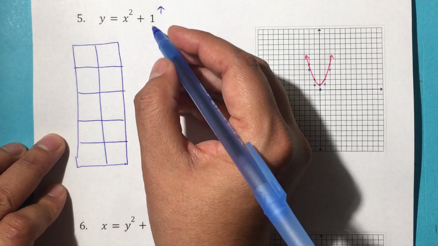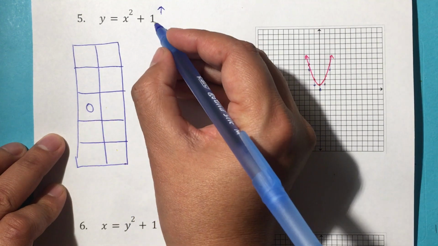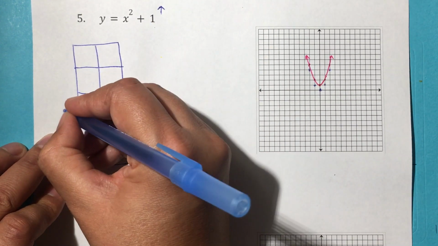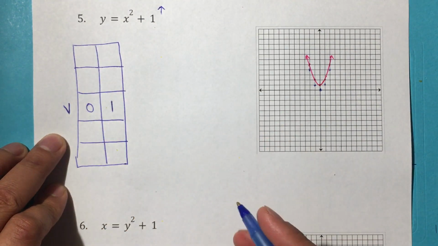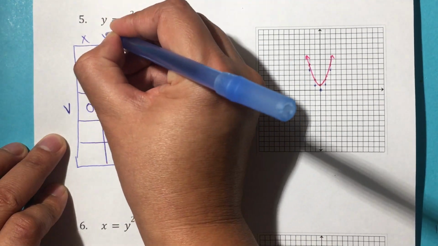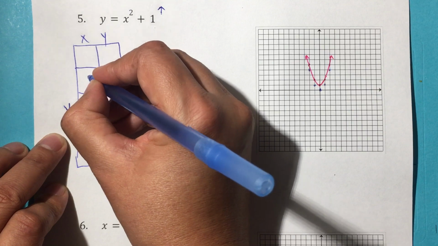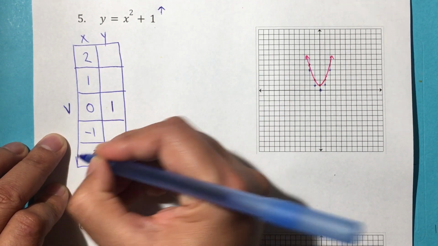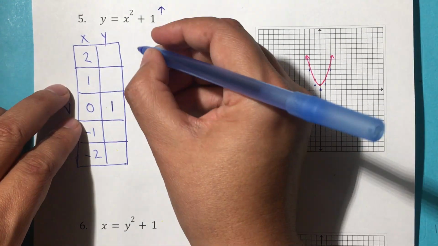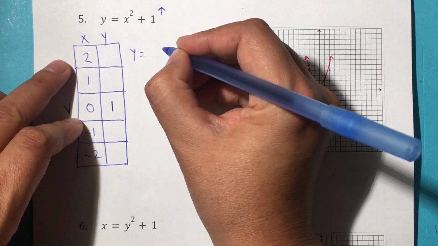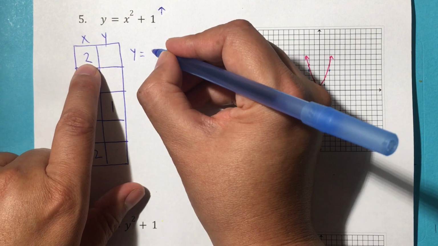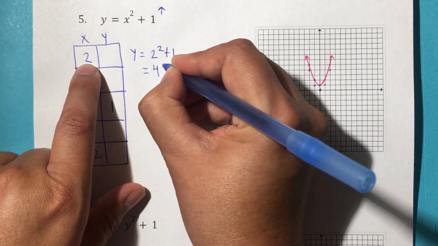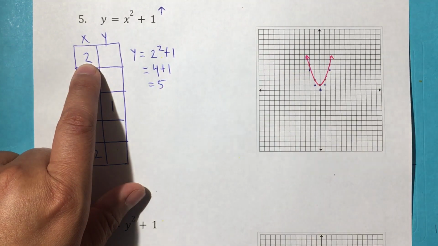In here, our vertex will be at 0. When it's outside of the parentheses, that's going to stay the same. Only when it's inside of the parentheses, you do the opposite. Okay, and so add 1, add another 1, subtract 1, and subtract 1 more. And so if we substitute, y is equal to x squared, so 2 squared plus 1. 2 times 2 is 4 plus 1, which gives us 5.